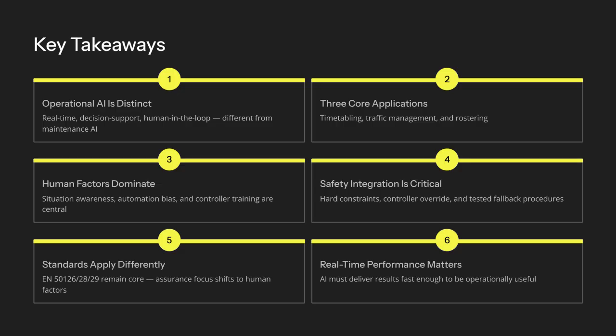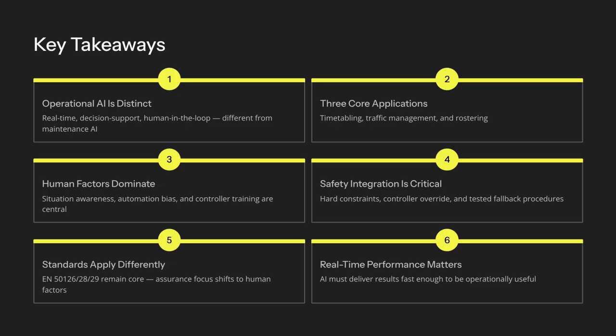Sixth, real time performance matters. A recommendation that arrives too late is not a slow recommendation, it is no recommendation at all. If optimization takes 10 minutes when the disruption needed a response in 2, the system has failed operationally, regardless of how technically correct the output is. Assurance for operational AI must include performance testing under realistic load and realistic disruption scenarios, not just accuracy testing, not just compliance testing, speed and correctness together. Because in a live operational environment, one without the other isn't enough.